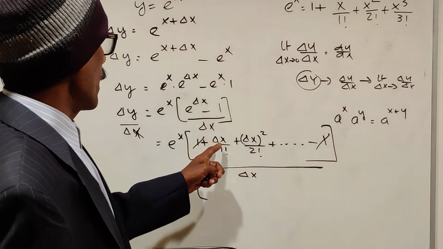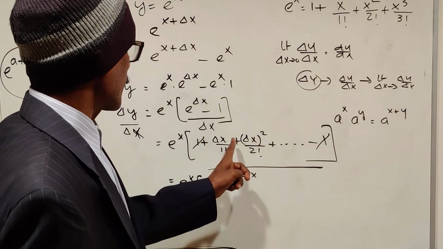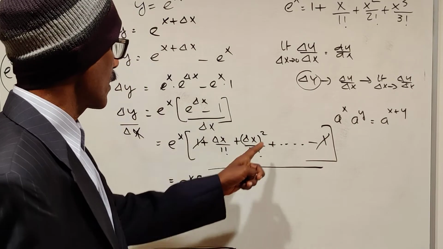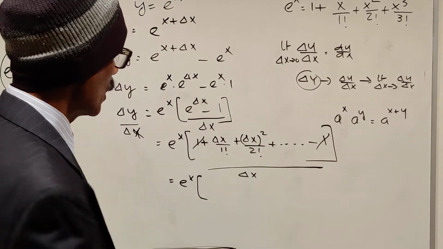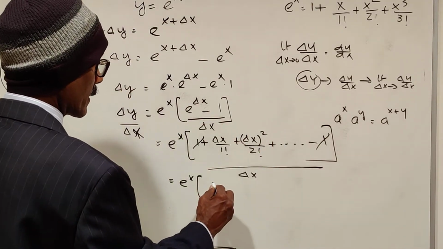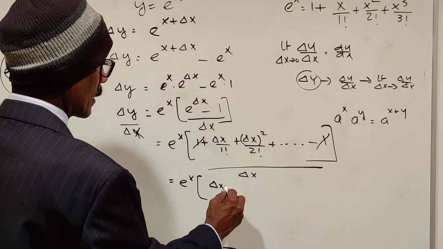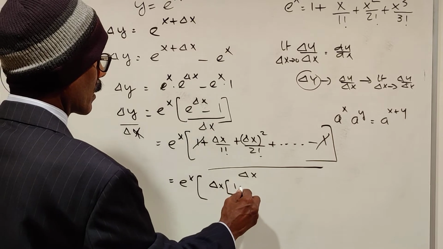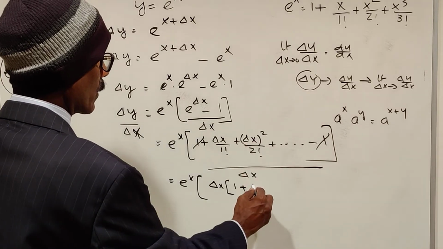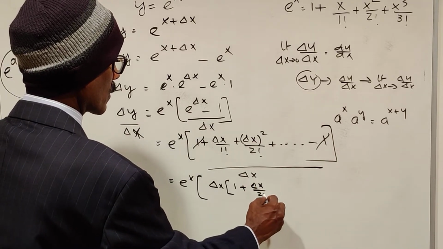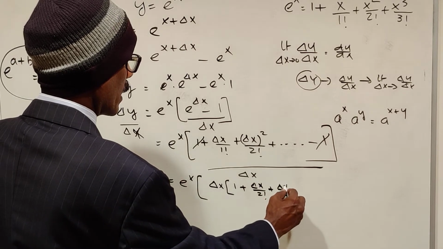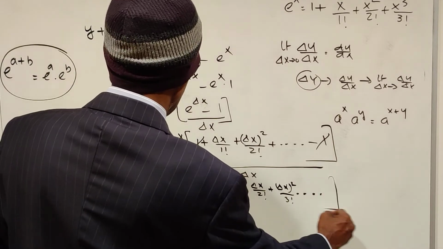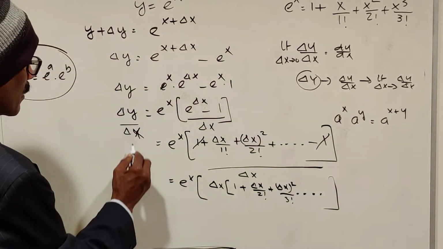See, all the terms contain delta x. Delta x by 1 factorial plus delta x square by 2 factorial plus delta x cube by 3 factorial. So you can take out delta x as a common factor. When you take out delta x, this is 1 by 1 factorial is 1, plus delta x by 2 factorial, plus delta x square by 3 factorial, plus etc. So next, this is delta y by delta x.